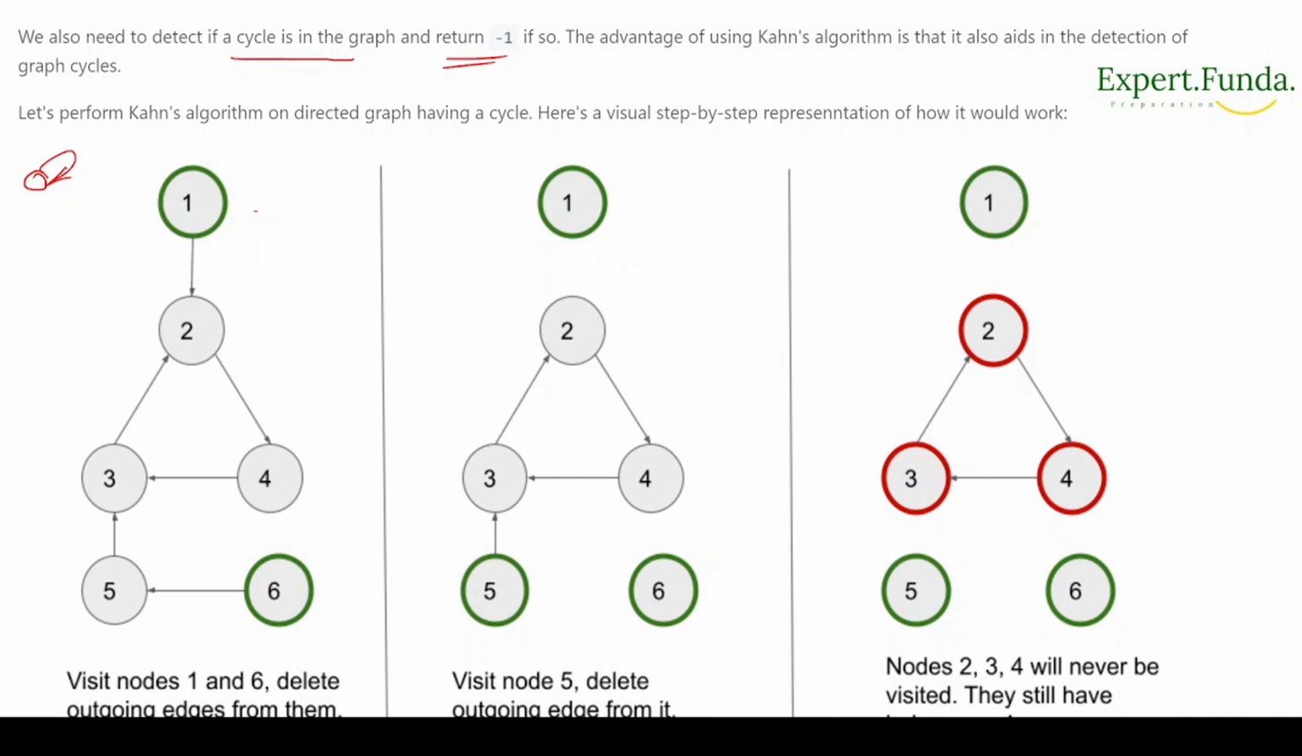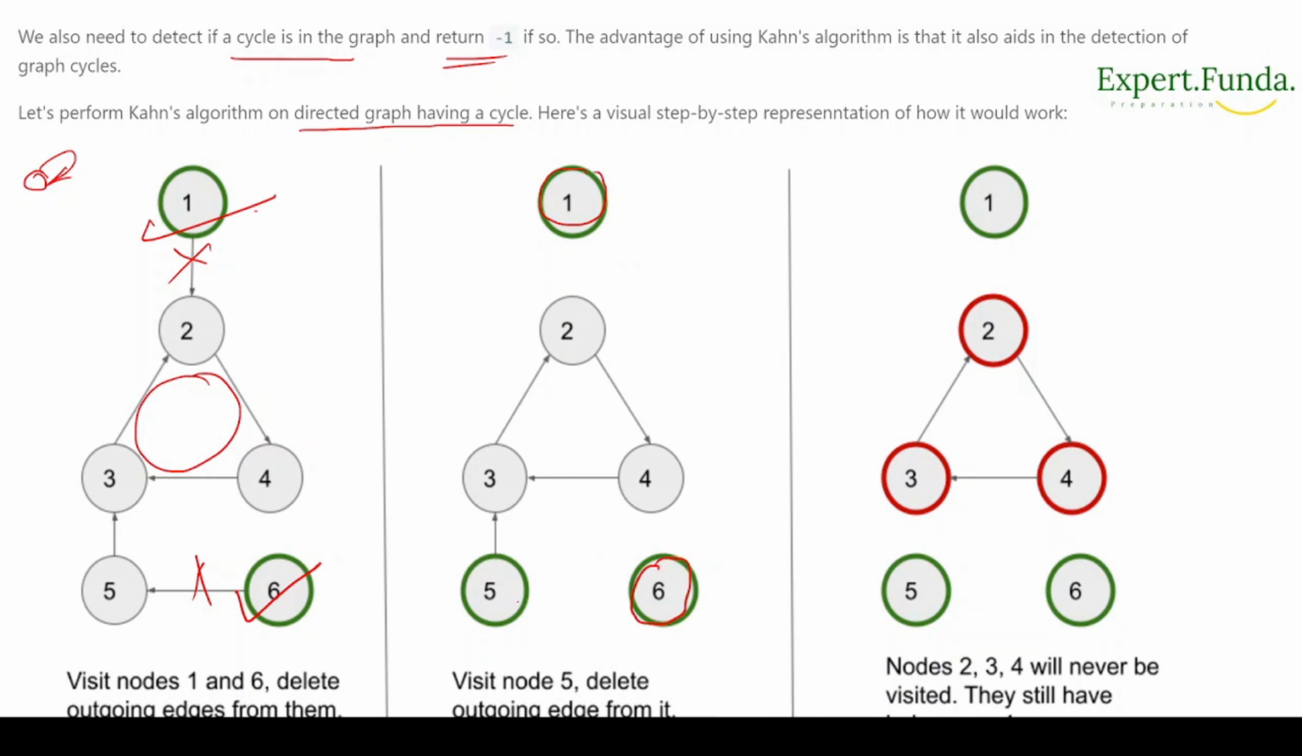Okay, so how does Kahn's algorithm perform? Let's understand. Let's perform Kahn's algorithm on a directed graph having a cycle. Here is a visual step-by-step representation of how it works, right? So first 1 is coming, then 2, then this, and you can see it is forming a cycle here, right? So visiting nodes 1 and 6, we delete outgoing edges from them. We have already visited this one and this one, so we will remove this one and this one. As you can see, we have removed nodes 1 and 6.